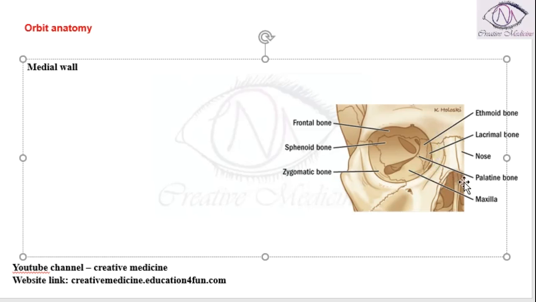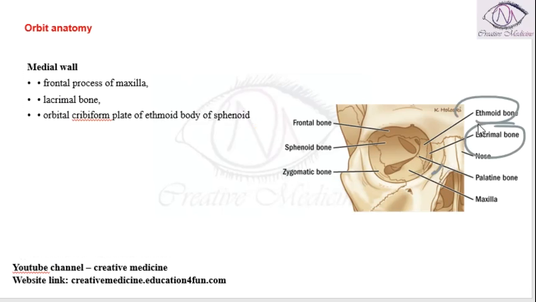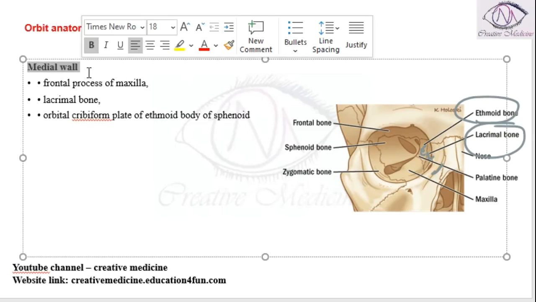Along with that, a part of the ethmoidal bone, it's not visible here, but actually a part of the ethmoidal bone will also form the medial wall. So the medial wall is mainly formed by the frontal process of the maxilla, lacrimal bone, and ethmoid bone. This one is the frontal process of maxilla, this is the lacrimal bone, and this is the ethmoid bone. These will form the medial wall of the orbit.